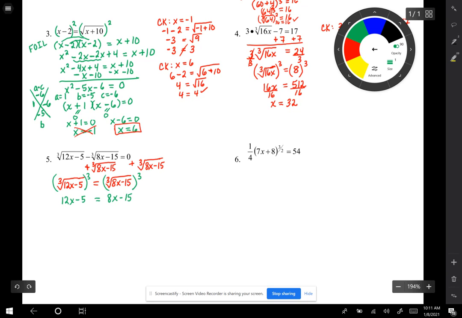And now this is a simple equation. We have variables on both sides. So you want to get x's on one side. So let's subtract 8x. And then you want to add 5 to both sides. And then divide by 4. X equals negative 5 over 2.